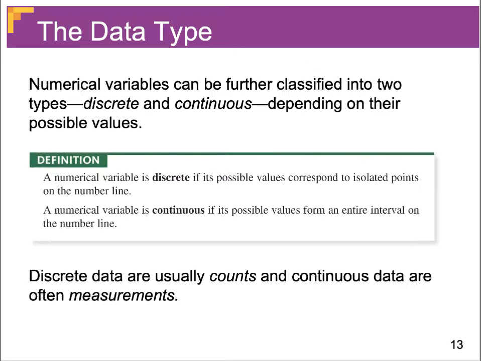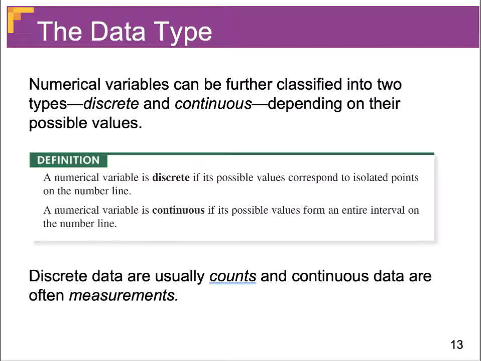Now we can take numerical variables one step further, and we can describe them as either discrete or continuous. A discrete variable would be values that correspond to isolated points on a number line. You can think of discrete data as things that can be counted. A continuous numerical variable is when possible values can form an entire interval. So you can think of these as things that you measure.